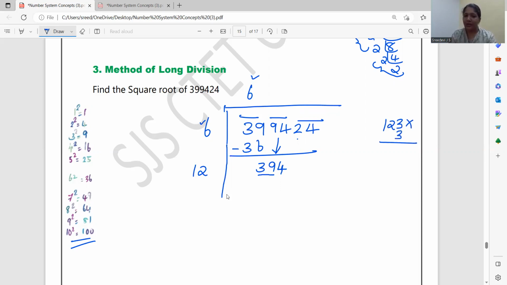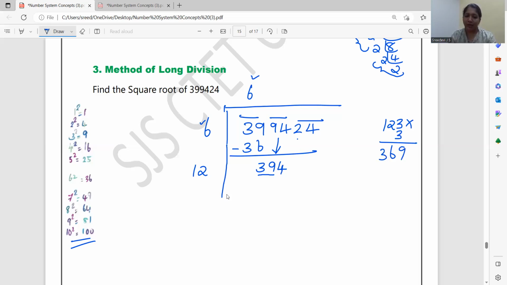Once again, 6 plus 6 you added and got 12. You have to think about which number we can multiply with this 12 to get almost the first two-digit number, here 39. So 12 threes are 36. You write that 3 to the right side of this 12, and that 3 you multiply again. So 3 threes are 9, 2 threes are 6, and 1 three is 3. So we are getting 369.